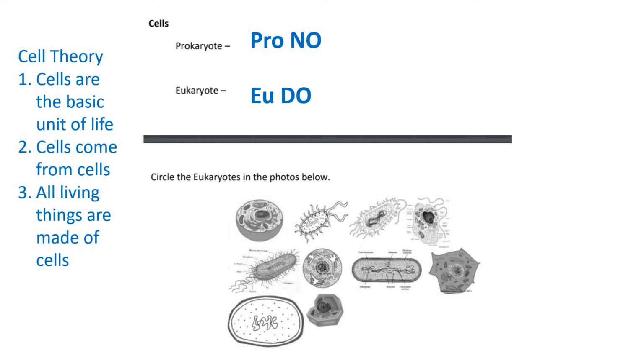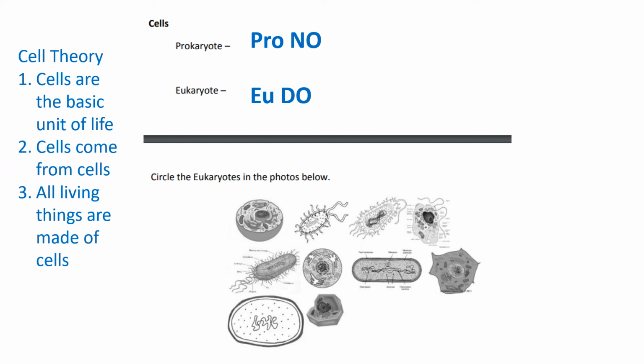That's what that means. Number 2, cells come from cells. That's reproduction. So life comes from life. And number 3, all living things are made up of cells. So make sure that you know those for the cell theory. Remember, we use a microscope to look at cells, and we talked about Robert Hooke and how he saw the little rooms in the cork. So that's really important too.